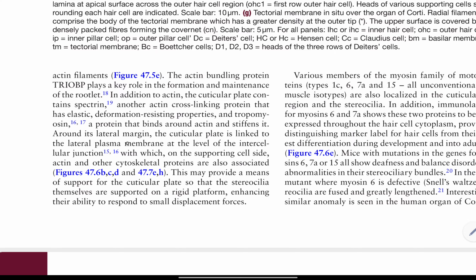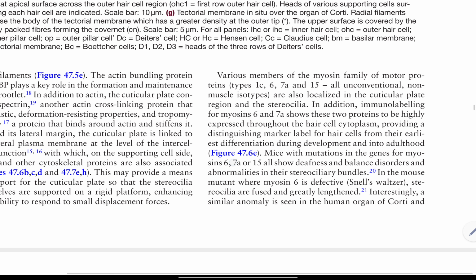Around its lateral margin, the cuticular plate is linked to the lateral plasma membrane at the level of the intercellular junction, which on the supporting cell side, actin and other cytoskeleton proteins are also associated. This may provide a means of support for the cuticular plate so that the stereocilia themselves are supported on a rigid platform, enhancing their ability to respond to small displacement forces.